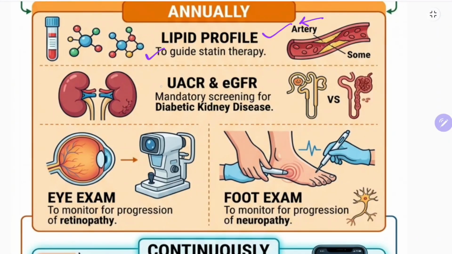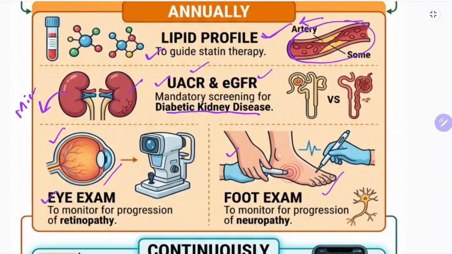And these three, kidney, eyes and foot, will give a measure of microvasculopathy, nothing but microangiopathy. This is macroangiopathy, so this will give a clue to cardiovascular risk. This will give a clue to microvasculopathy, so here it is nephropathy, retinopathy and diabetic foot. So every year you should check lipid profile, urine albumin creatinine ratio and estimated glomerular filtration rate to rule out diabetic kidney disease. And eye examination to monitor for progression of retinopathy.